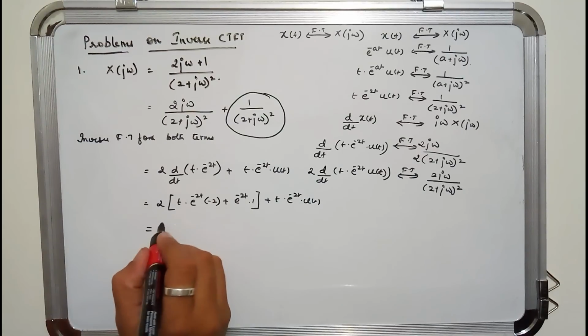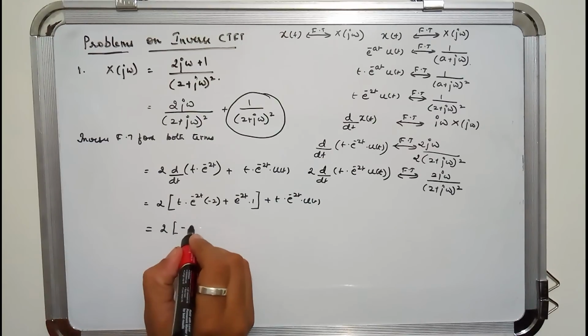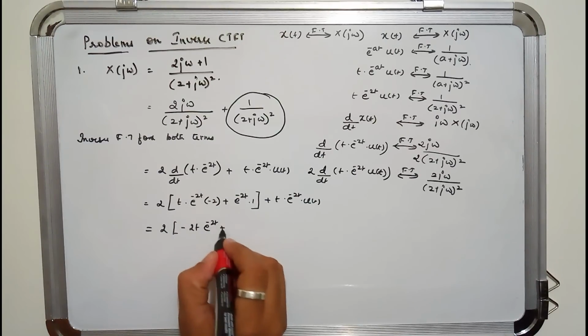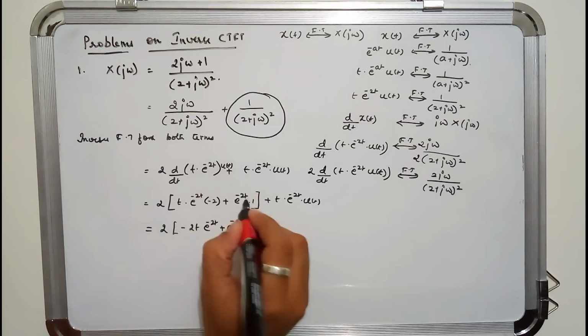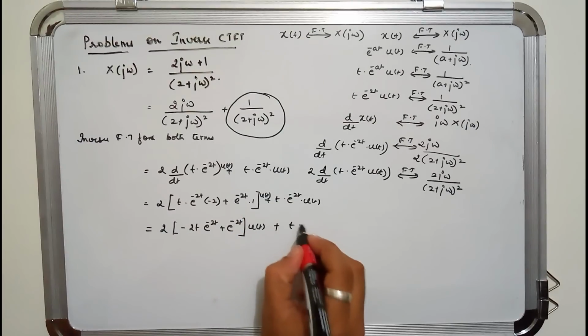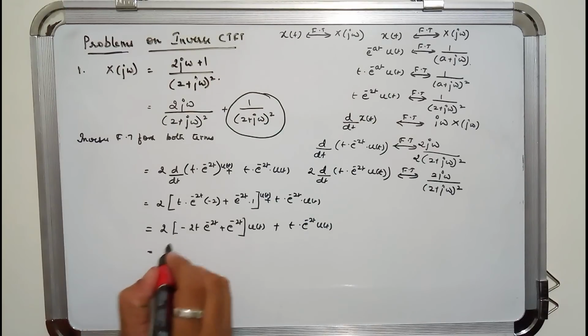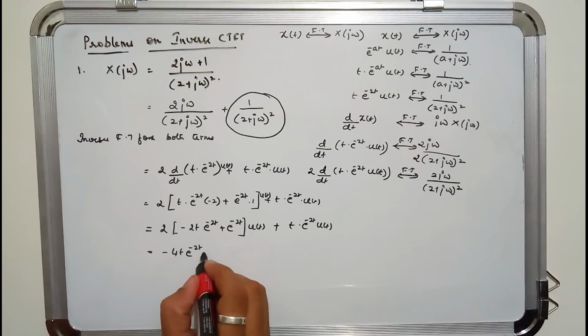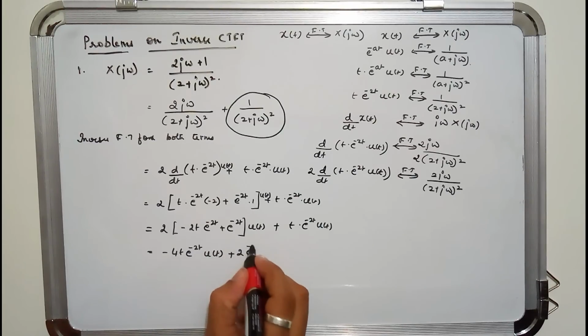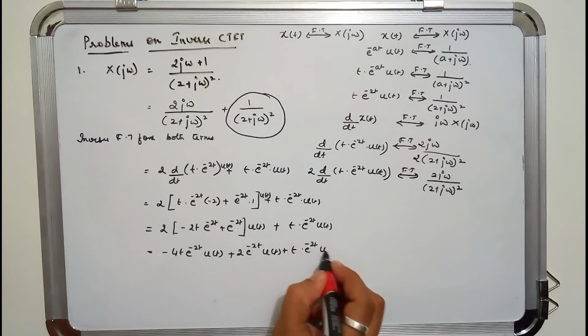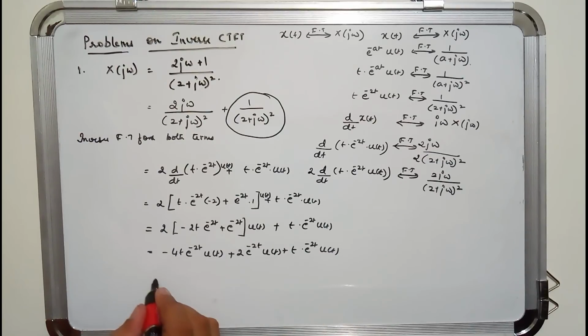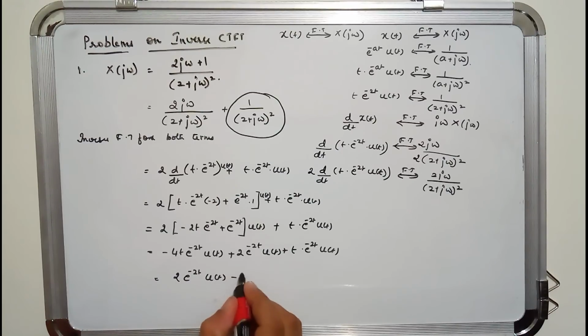So what I will be getting is 2 into minus 2t e power minus 2t plus e power minus 2t into u of t, because there was this factor of u of t here as well as here, plus t into e power minus 2t u of t. So this will be minus 4t e power minus 2t u of t plus 2 into e power minus 2t u of t plus t into e power minus 2t u of t. Minus 4t plus t, it will be minus 3t. So what I will be getting is 2 into e power minus 2t u of t minus 3t into e power minus 2t u of t.